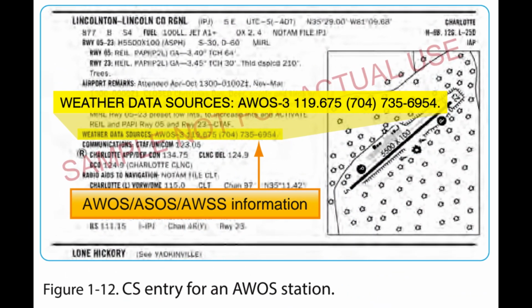ASOS/AWSS stations providing service levels A or B also report RVR. The specific type of equipment found at a given facility is listed in the CS, Figure 1.12. The use of the aforementioned visibility reports and weather services are not limited for Part 91 operators. Part 121 and 135 operators are bound by their individual OPSPECS documents and are required to use weather reports that come from the NWS or other approved sources.